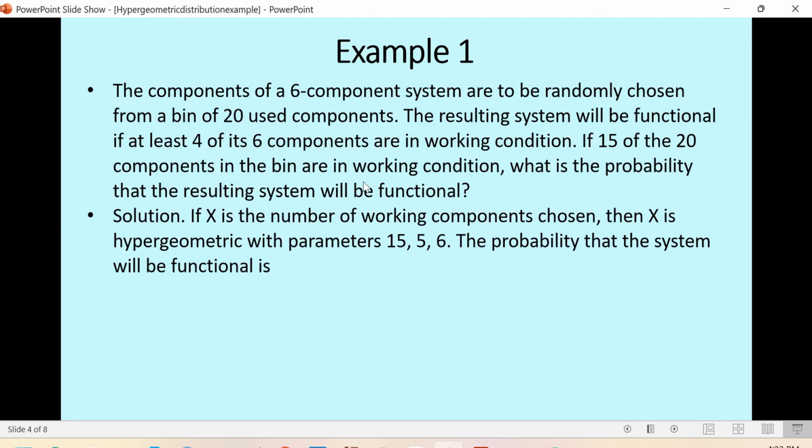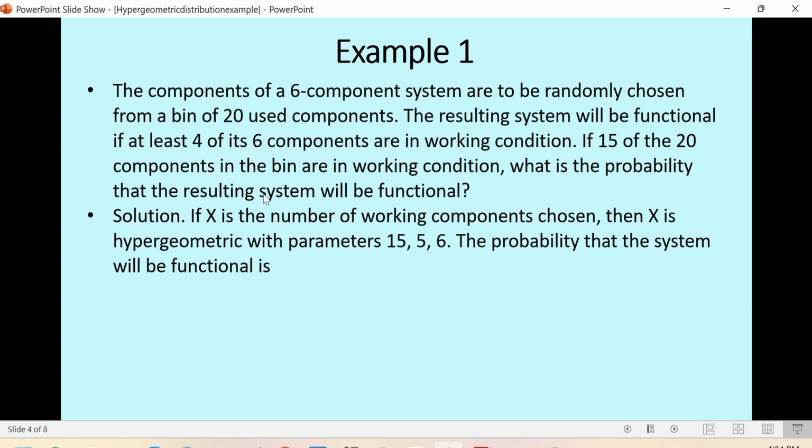Then we take a look at an example. Components of a 6-component system are to be randomly chosen from a bin of 20 used components. So we select 6 components from 20. The resulting system will be functional if at least 4 of its 6 components are in working condition. If 15 of the 20 components in the bin are in working condition, what is the probability that the resulting system will be functional?